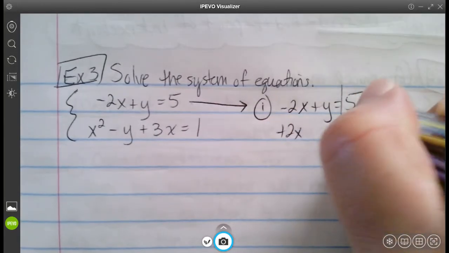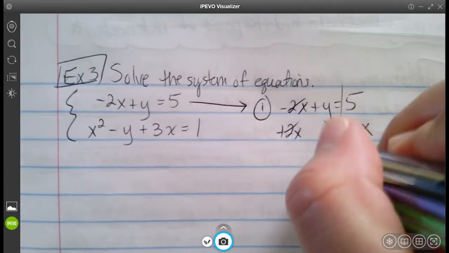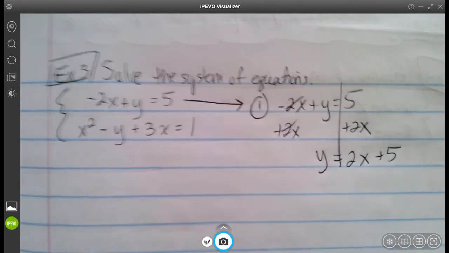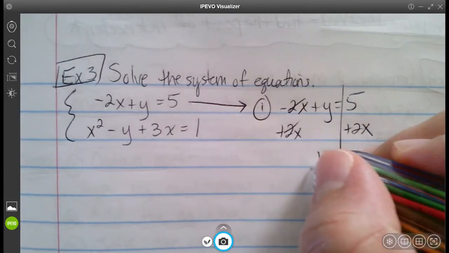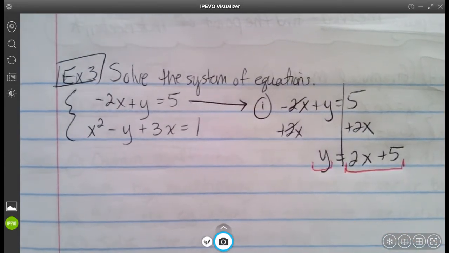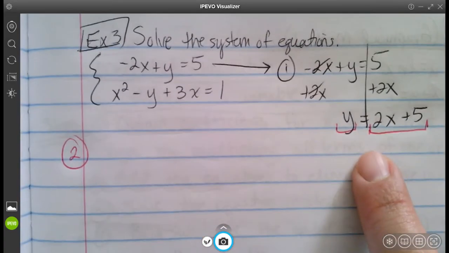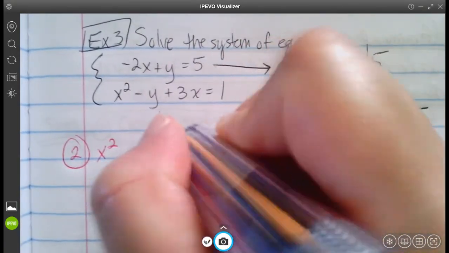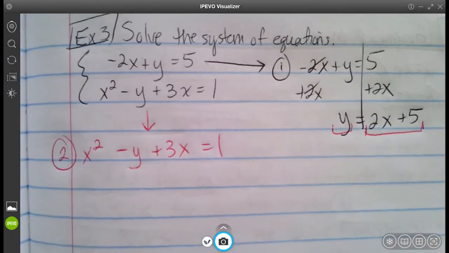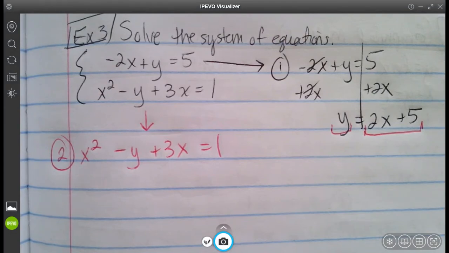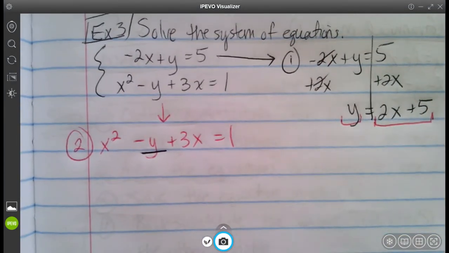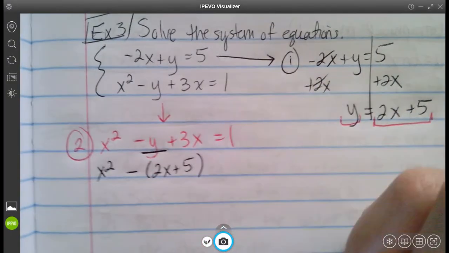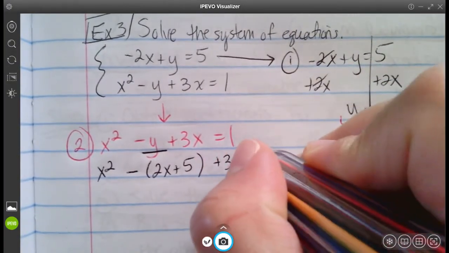So plus 2x on both sides, y equals 2x plus 5, which means I can substitute this wherever I see a y. For step 2, I'm going to do that substitution. I'm going to take this equation, x squared, and I'll go a little bit slower on this one, plus 3x equals 1. Wherever I see a y, I'm going to plug in that 2x plus 5. So that's going to be x squared minus, put this in parentheses since we have more than one term, plus 3x equals 1.